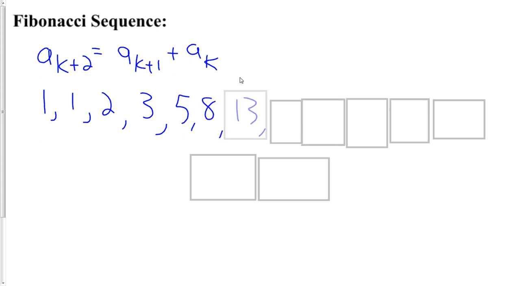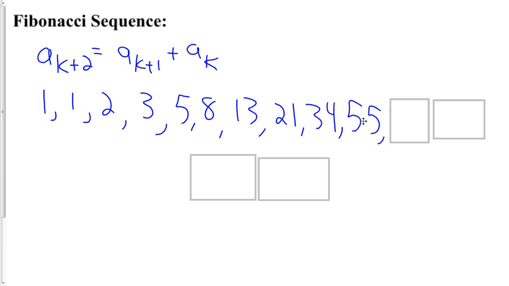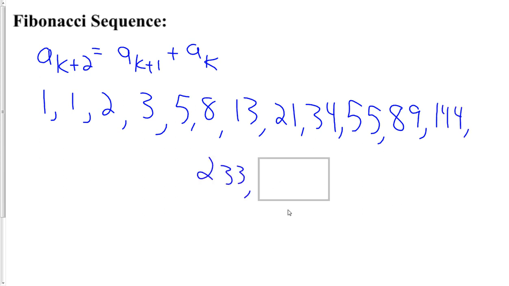5 plus 8 is 13, 8 plus 13, 21, 21 plus 13, 34, 34 plus 21, 55, 55 plus 34, 89, 89 plus 55, 144, plus 89 is 233, plus 144 is 377, and so on.